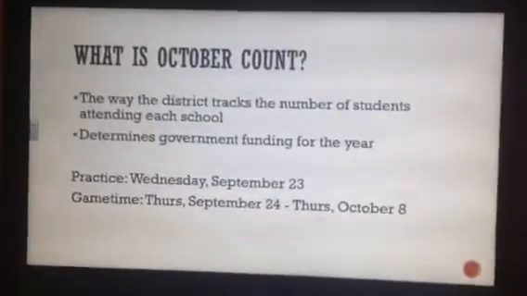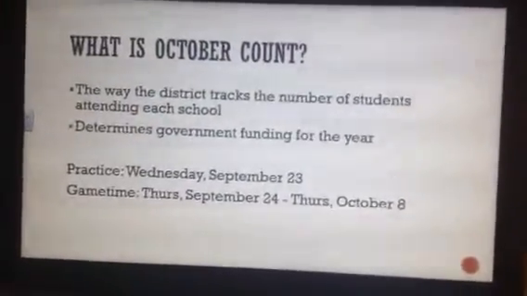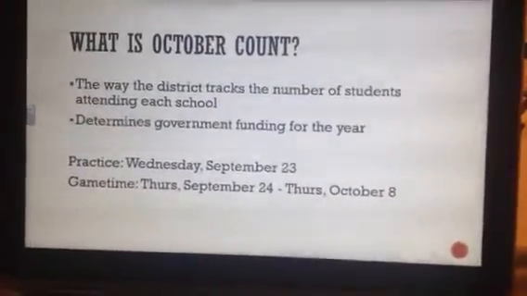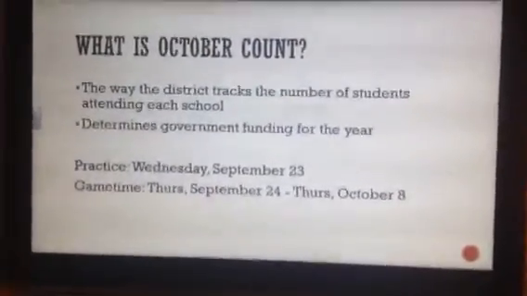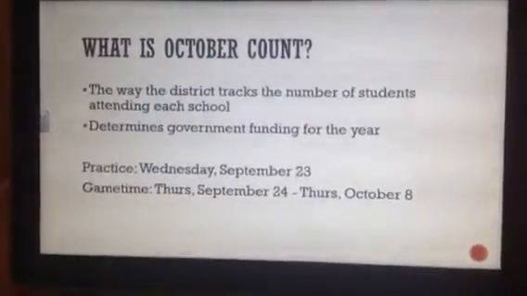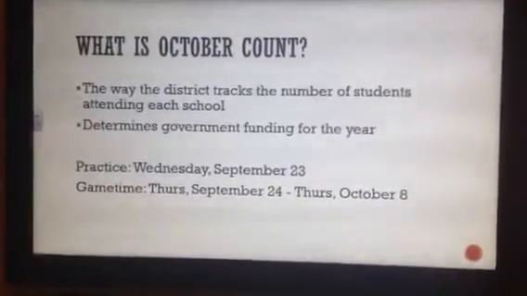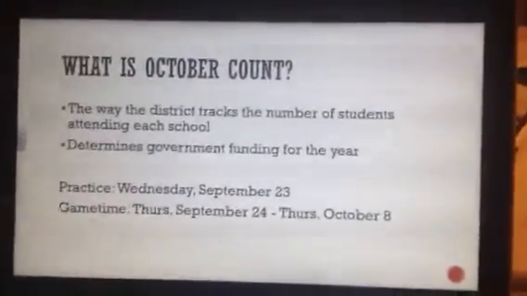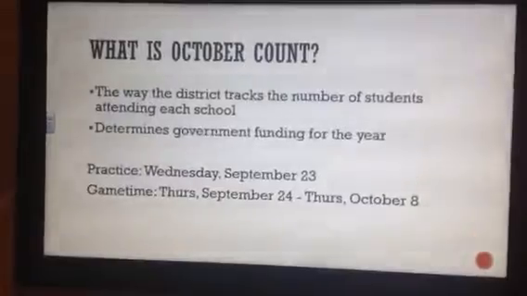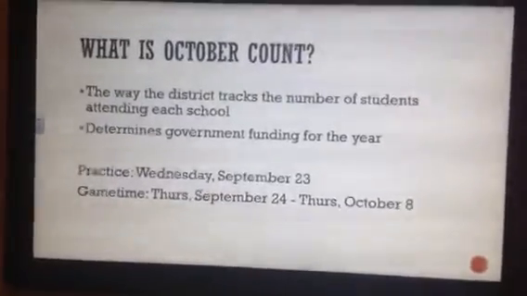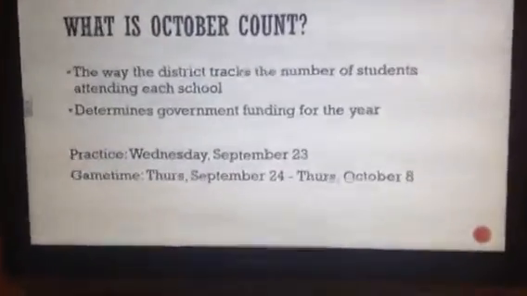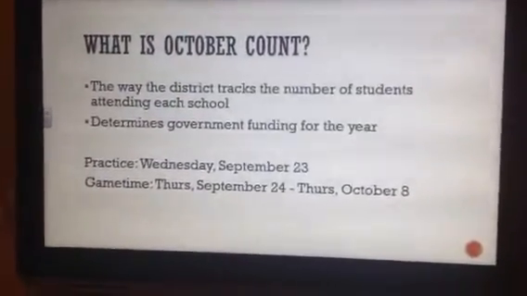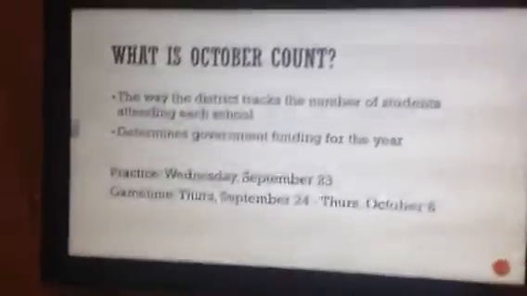The point of October count is it's the way that the district tracks the number of students that attend each school, and it helps to determine our funding for the year from the government. And it's a 2-week period, 11 school days, wherein we take attendance every period as opposed to every day. And then the main day that counts for October count and for our seat count is October 1st. Woohoo! It's October 1st almost.